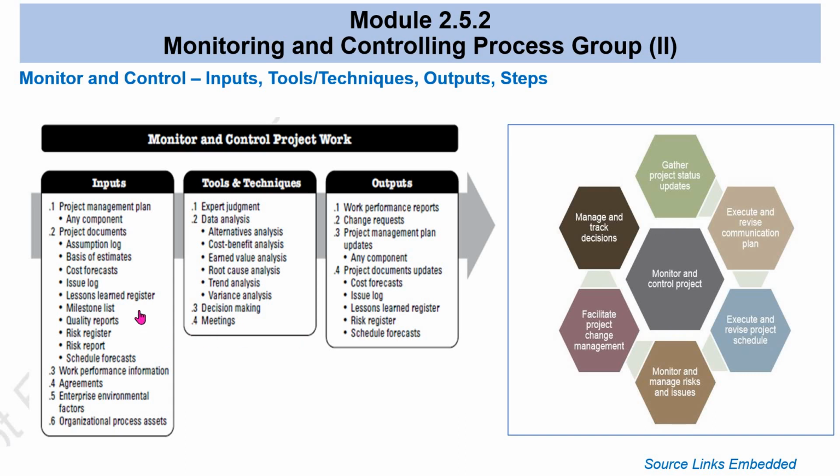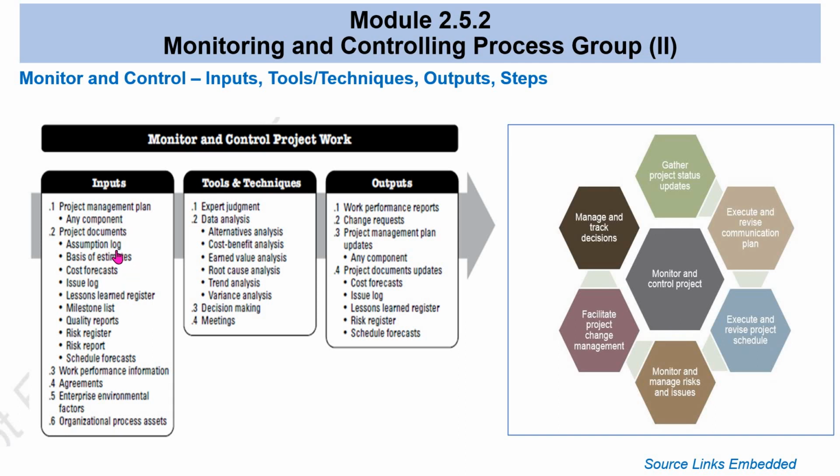So inputs that are required in order to monitor and control your project work would include the project management plan, which could be any of the plans that you've made for any other part. Call it communication, call it stakeholder management, call it scope plan, but you have to use all those plans as input to see whether things are going according to plan when you're executing, and to control them if they are deviating from what you expect.